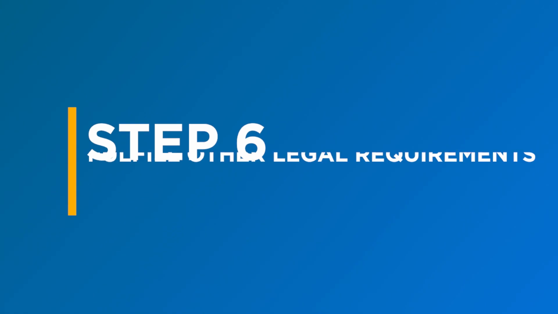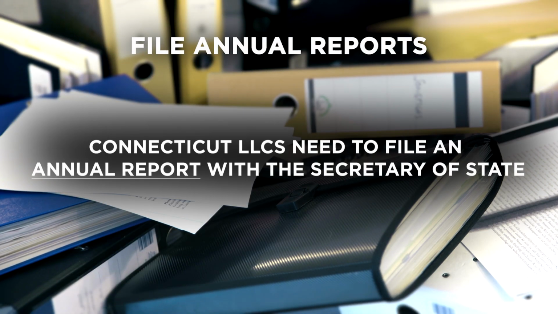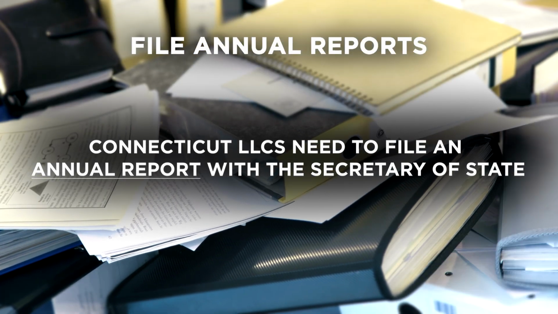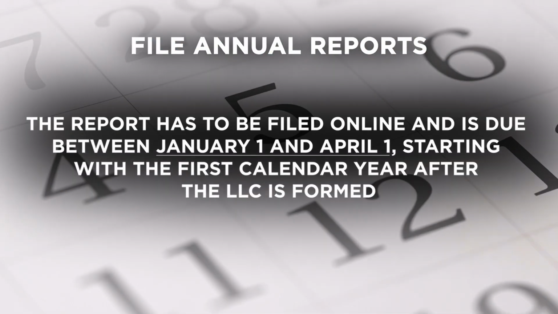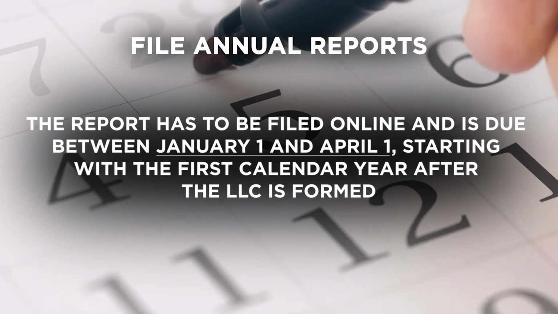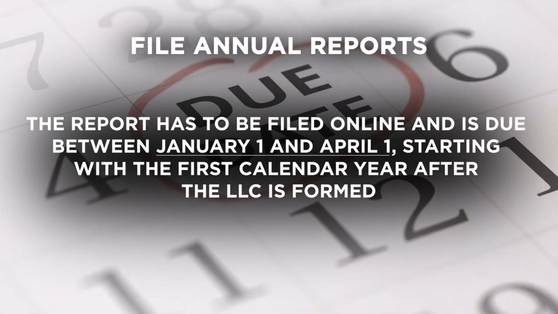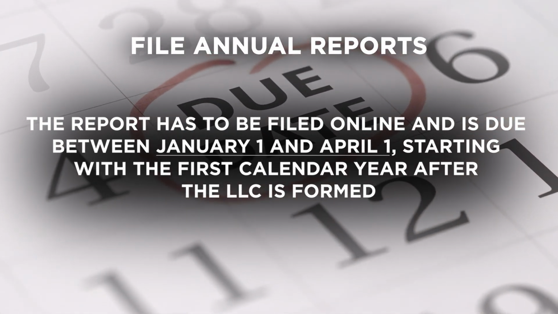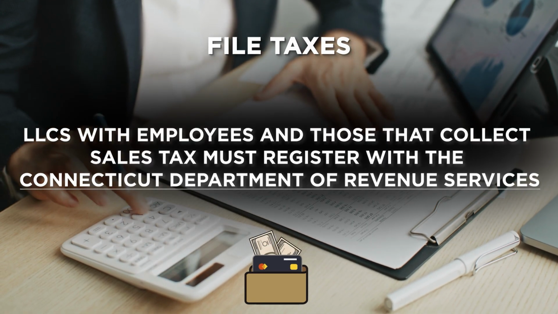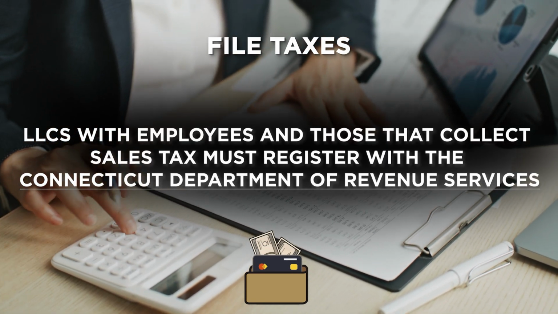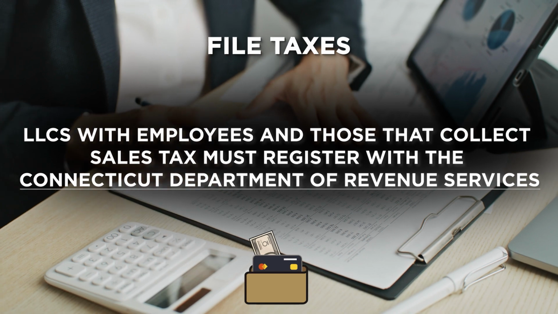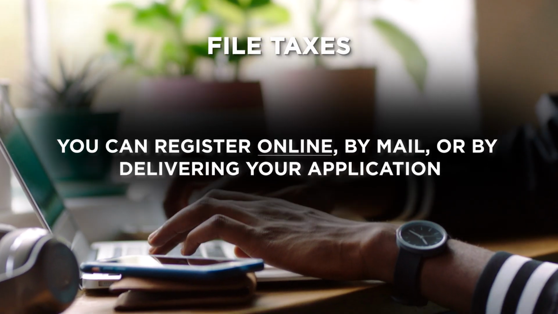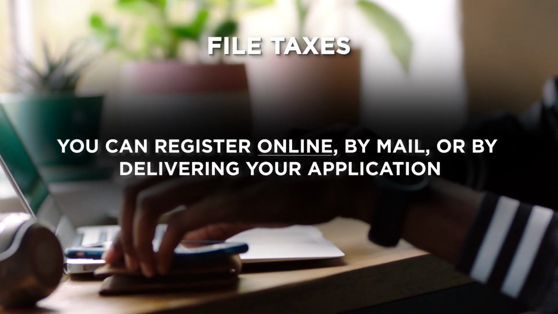Finally, make sure to complete all additional legal requirements. File an annual report. Connecticut LLCs need to file an annual report with the Secretary of State. The report has to be filed online and is due between January 1 and April 1, starting with the first calendar year after the LLC is formed. File taxes. LLCs with employees and those that collect sales tax must register with the Connecticut Department of Revenue Services. You can register online, by mail, or by delivering your application.